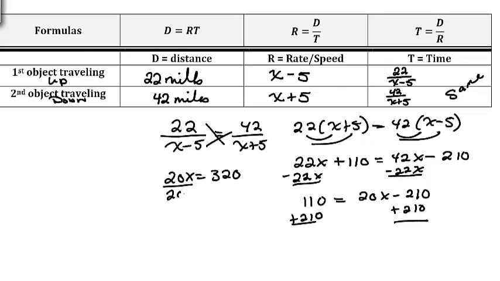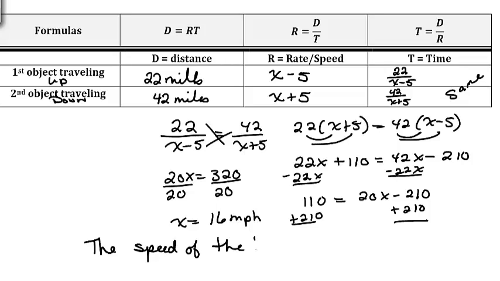And the last step is divide both sides by 320, or by 20, excuse me. And 320 divided by 20 gives us x equals 16. And this was the speed of the boat in still water. So that's miles per hour. And that is our answer. So the speed of the boat in still water is 16 miles per hour.